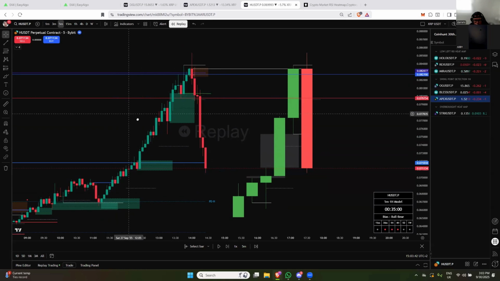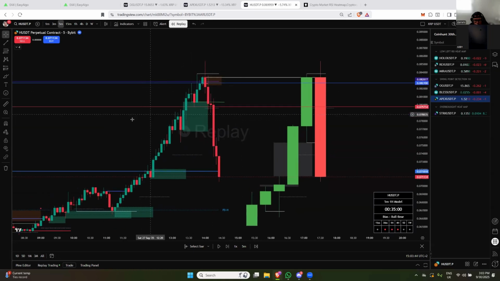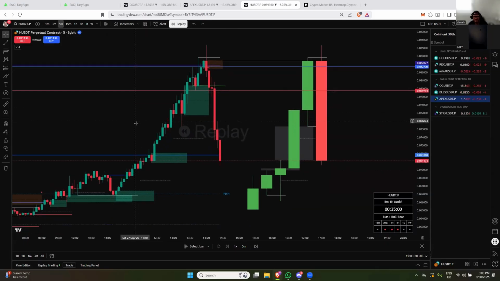So this was your whale entry point, or your market manipulator, or someone that's got one of Elon Musk's kids' credit cards or something like that. So this is an AMD process.